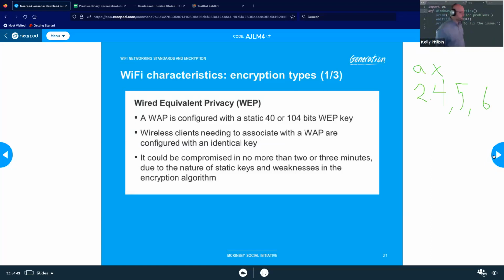This is your lowest form of encryption. It's a 40 or 100 bit static key. So the two units that are going to be communicating need to have an identical key. It is extremely easy to compromise. Hackers who know what they're doing can bypass this in about 2 to 3 minutes. And it's primarily through the use of the static key. It makes it very easy to break the encryption on it.